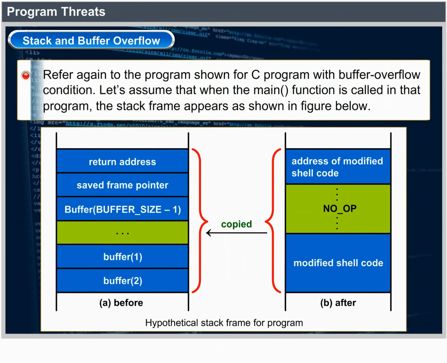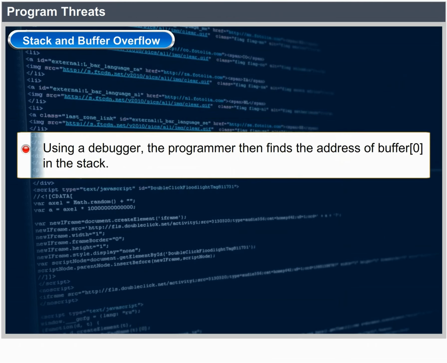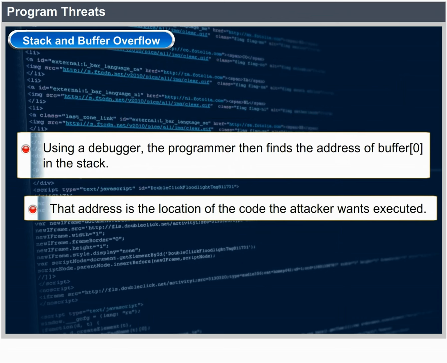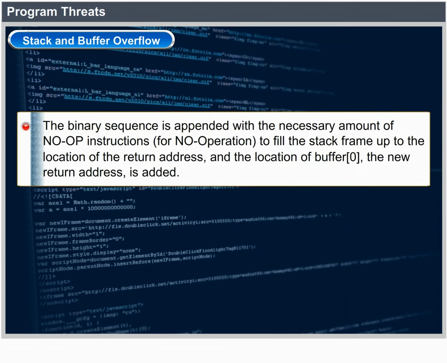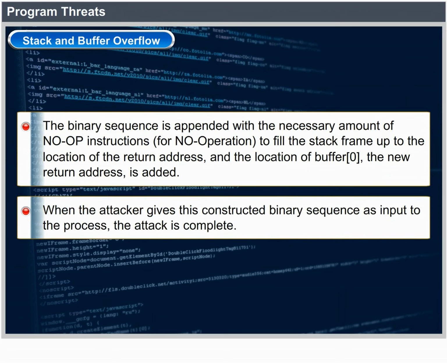Using a debugger, the programmer then finds the address of buffer 0 in the stack. That address is the location of the code the attacker wants executed. The binary sequence is appended with the necessary amount of no-op instructions, for no operation, to fill the stack frame up to the location of the return address and the location of buffer 0. The new return address is added. The attack is complete when the attacker gives this constructed binary sequence as input to the process.